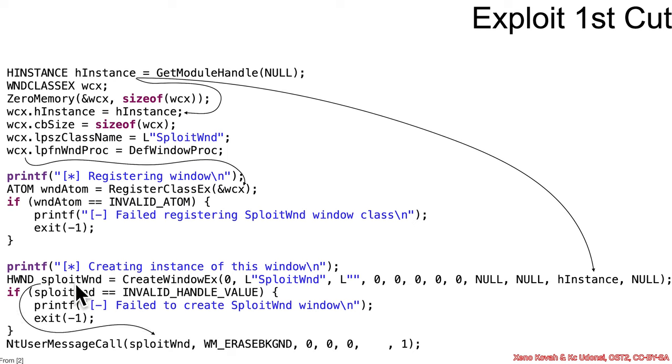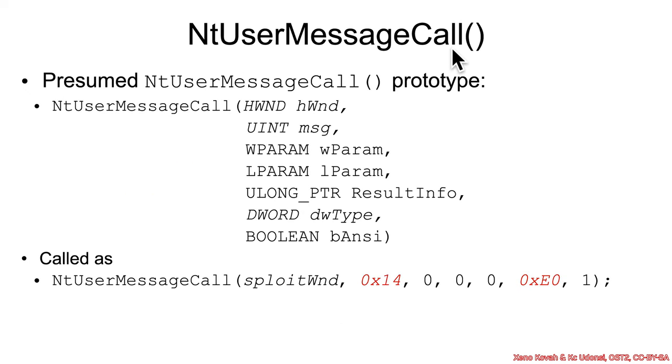And finally, that exploit window coming back from create window X goes into the NT user message call, which he knows is the thing that will eventually make its way to the vulnerability. Now he passes in this value 14 because he can see that it was used in the original exploit, and then also this value E0. So although this is undocumented, the presumed prototype is as follows, and therefore the 14 and the E0 which were passed in, 14 is going to be the message, and E0 is going to be the type.